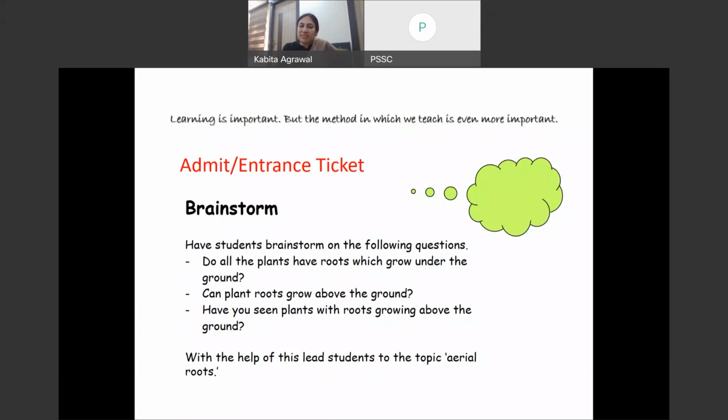Make them think. So do all plants have roots which are under the ground? Can plant roots grow above the ground? Let them think. Have you seen plants with roots growing above the ground?